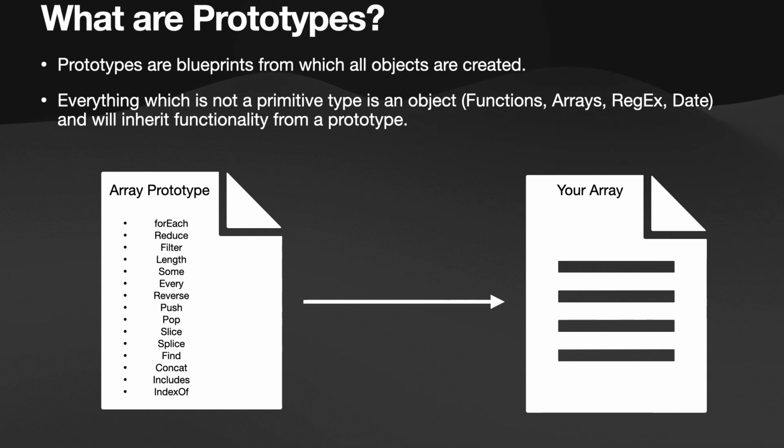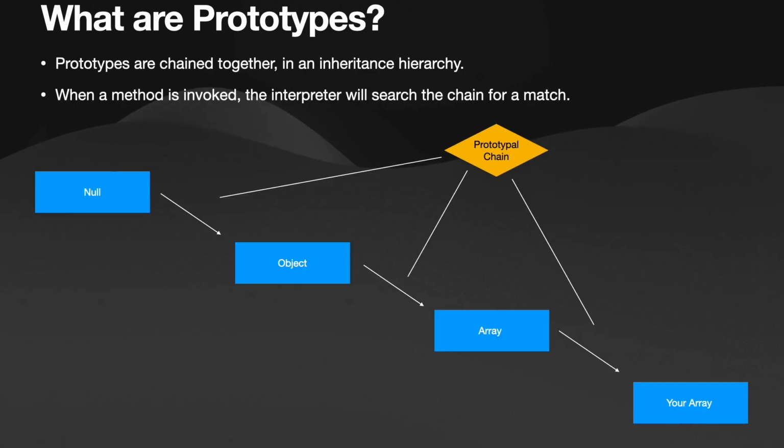And this is the mechanism that enables a freshly created array, for instance, to inherit such methods as forEach, reduce, filter, etc. And this mechanism works much the same way for pretty much every object within JavaScript. So how exactly does prototypal inheritance work?